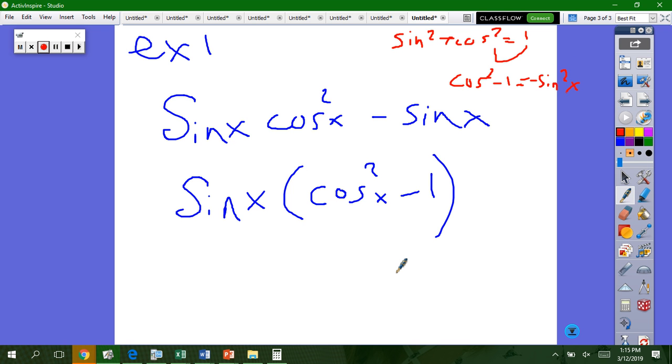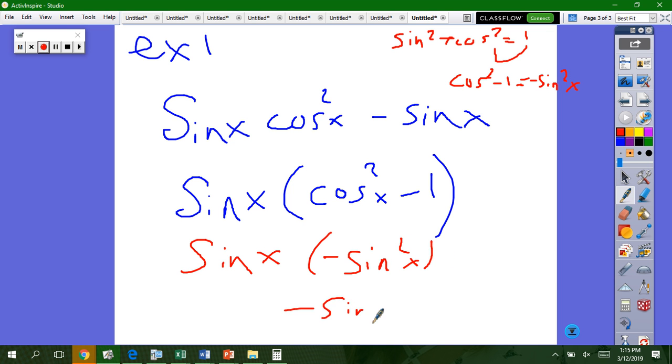Is everybody with me there? Do you see how I manipulated one of my identities to make it look like something else that I could play with? Okay. So therefore, this is sine of x times negative sine squared of x, which is negative sine cubed.